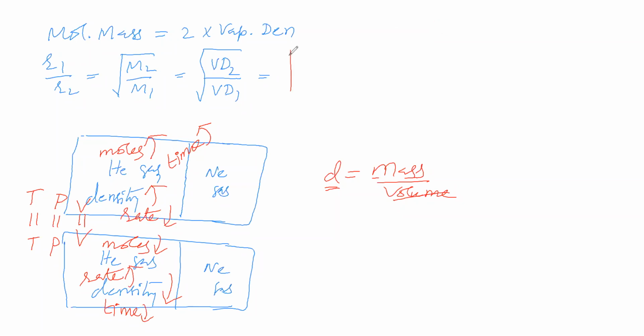So we can say density of second gas by density of first gas. So R1 by R2 is equal to the square root of M2 by M1, the square root of vapor density of second gas by vapor density of first gas, equal to the square root of density of second gas by density of first gas. Like this we got an idea of how to find relative rates of diffusion.